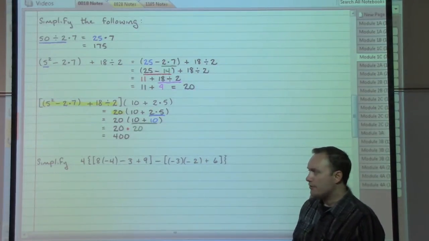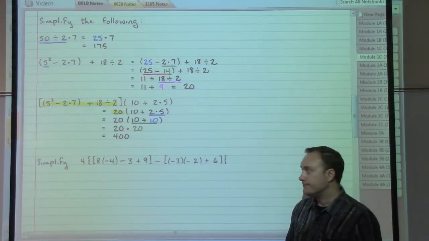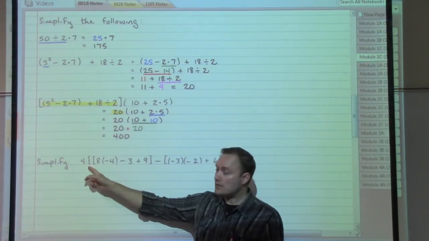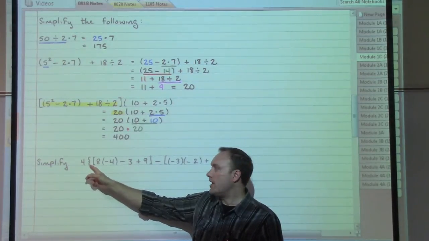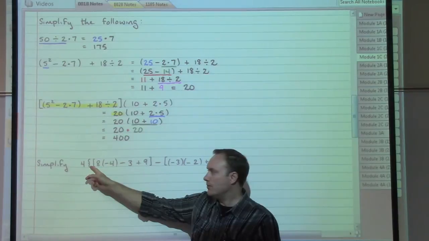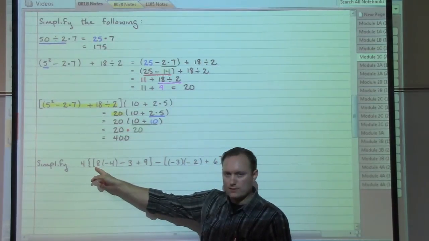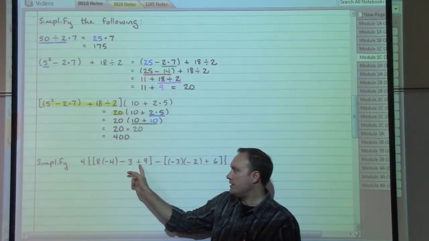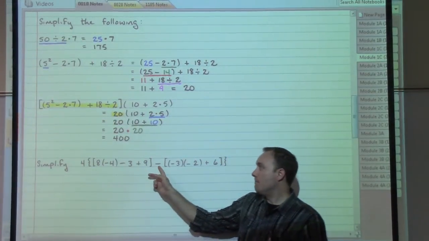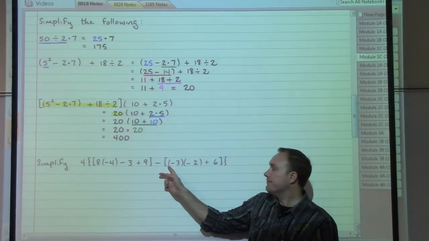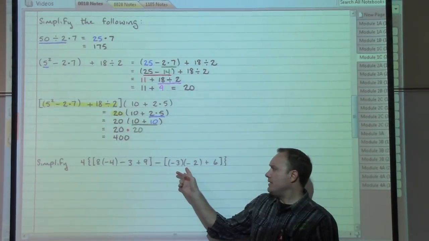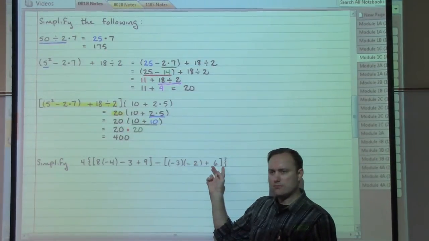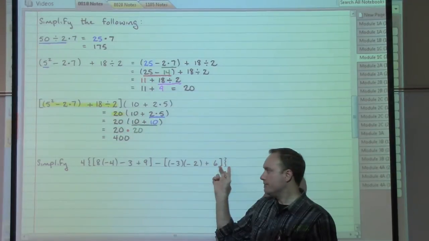So we go ahead and throw those in the mix as well. We start reading through things. 4. Officially, that's times, even though there's nothing written down. Times. The curvy bracket. The square bracket. 8. Parentheses negative 4 minus 3 plus 9. Bracket. Minus. Bracket. Good gravy. Parentheses negative 3 parentheses. Parentheses negative 2 parentheses. Plus 6. Bracket. Curvy bracket.